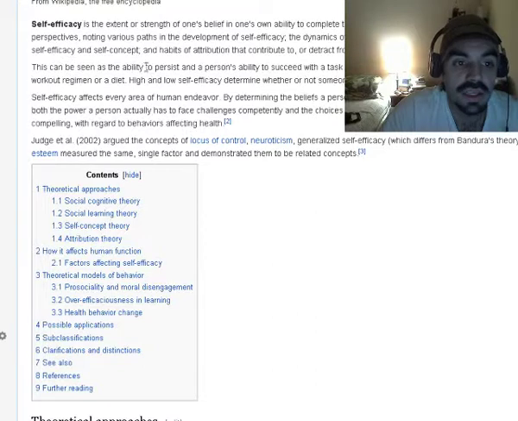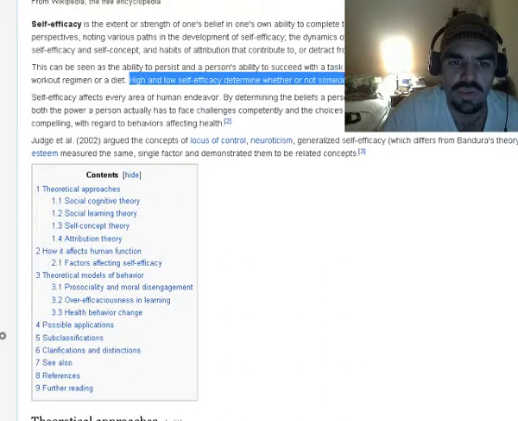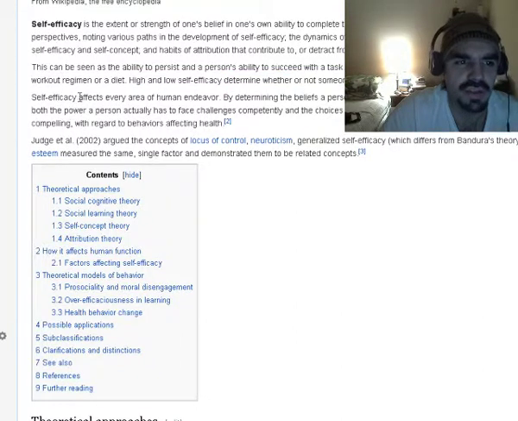This can be seen as the ability to persist and the person's ability to succeed with a task. As an example, self-efficacy directly relates to how long someone will stick to a workout regimen or a diet. High and low self-efficacy determine whether or not someone will choose to take on a challenging task or write it off as impossible. Self-efficacy affects every area of human endeavor.